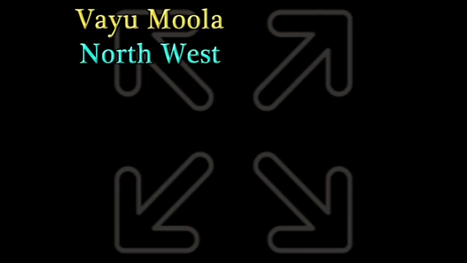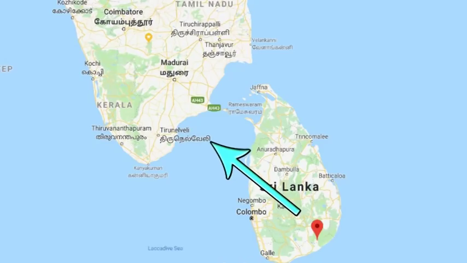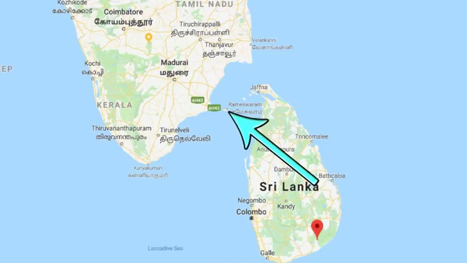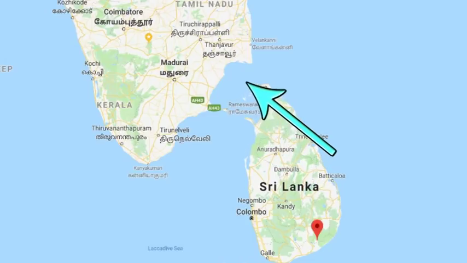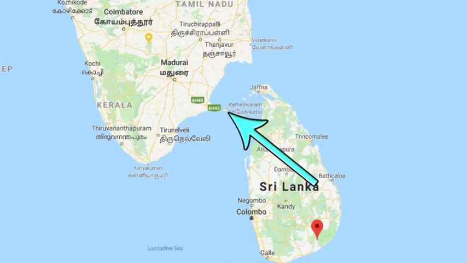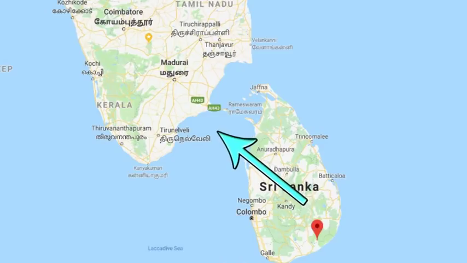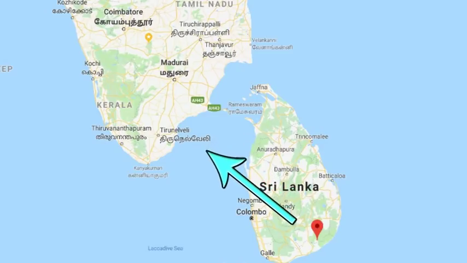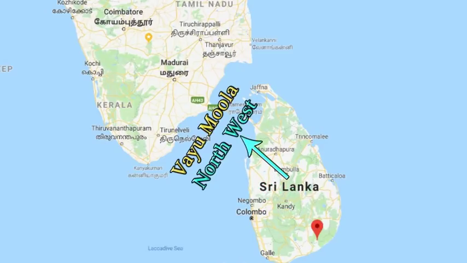The northwest direction was named after Vayu, the wind. The Palk Strait, the narrow stretch of sea between Tamil Nadu and Lanka, is actually the wind corridor. As this narrow stretch of sea is flanked by two land regions which normally obstruct the passage of wind, this narrow sea region became the corridor for wind. This Palk Strait lies exactly on the northwest side of Lanka. Obviously, this corner was called Vayu Moola.